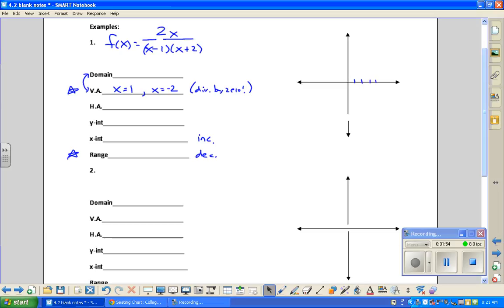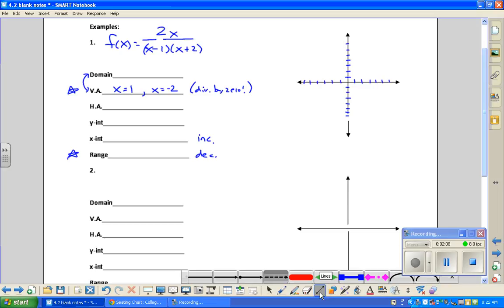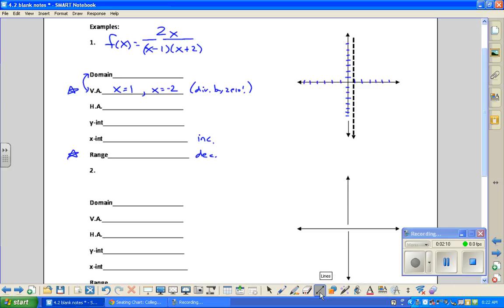And many times, I like to do the graph simultaneously as I work through this. So since I know that there's an asymptote at 1 and negative 2, I would go to x equals 1 and negative 2, and I would go ahead and draw those in. And so I put a star there because that's maybe the first one we've done where there's more than one vertical asymptote.